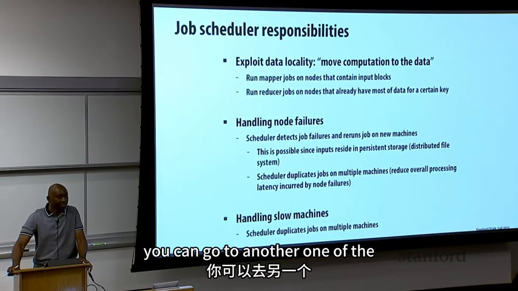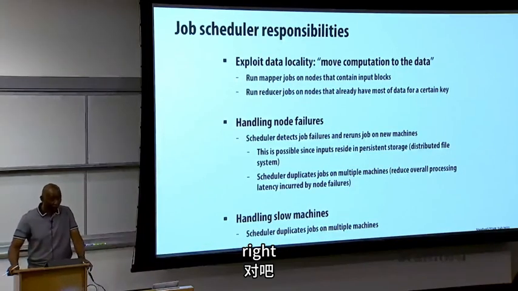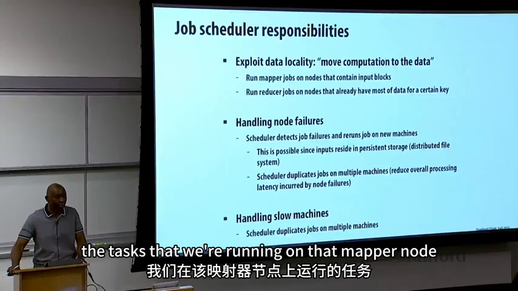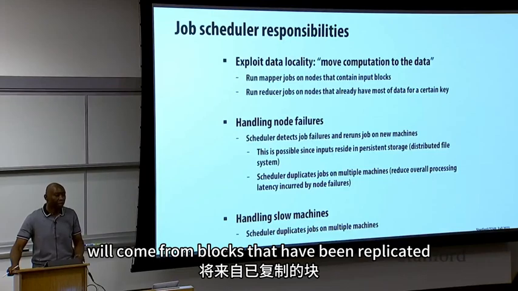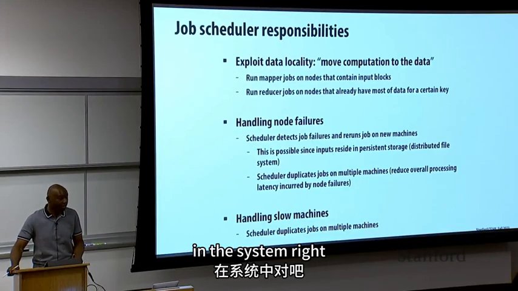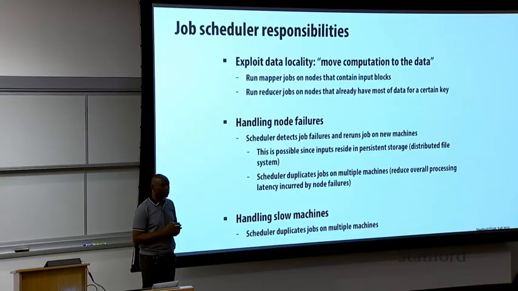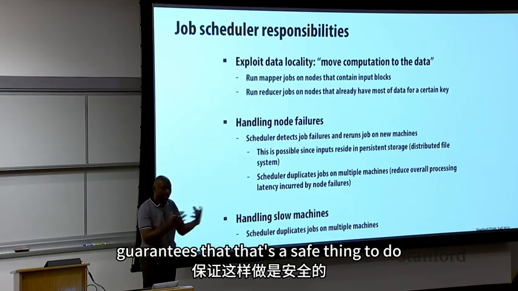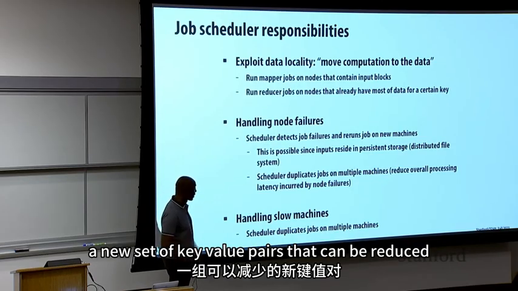Yeah. You go to another one of the computers that has the copies of the storage and then run. Right. So you go somewhere else and you fire up the tasks that were running on that mapper node, and the data will come from blocks that have been replicated in the system. And the fact that you've got this functional data parallel model in which the inputs are not mutated guarantees that that's a safe thing to do. And so now you're going to create a new set of key value pairs that can be reduced.